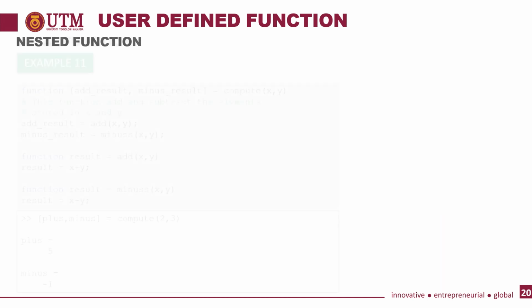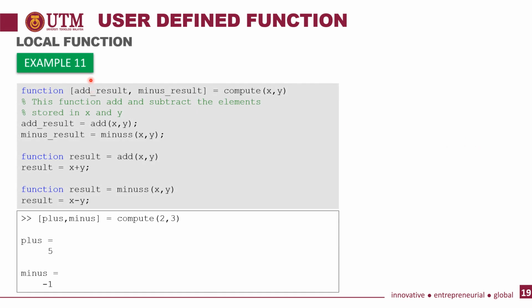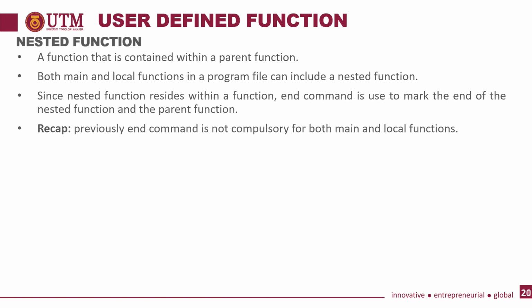So when we take a look at example number 11, this is the main function and this is the local function. It is actually in sequence. It does not belong to the main function. So this is what we call a local function inside a function file. But for a nested function, we must have an end.